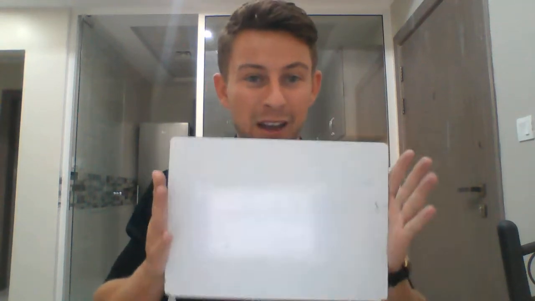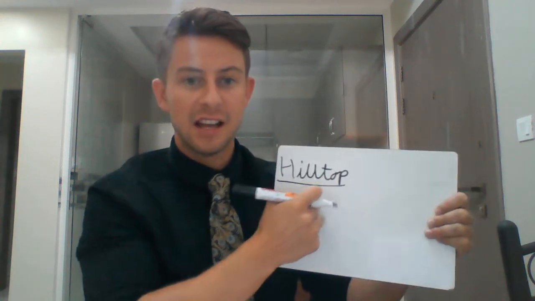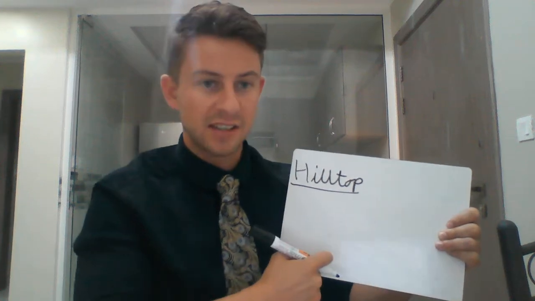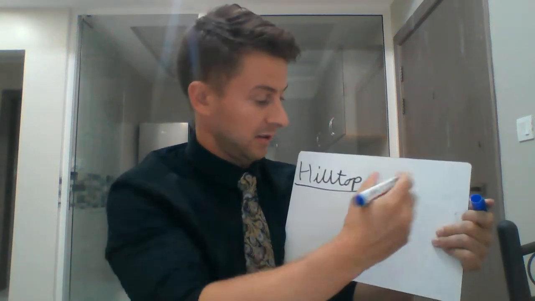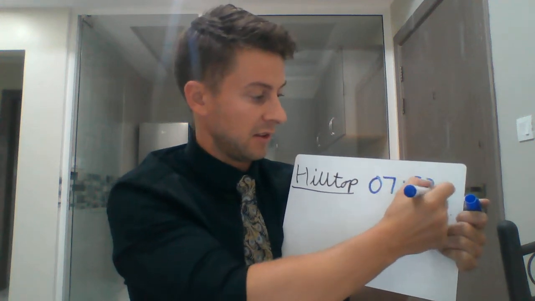So the quick, easy way to read timetables, guys, is we're given our destinations. In this case, I've been given Hilltop. This is a destination. There'll be more destinations underneath. Then you're given times, okay? In this case, I've been given 7:52.